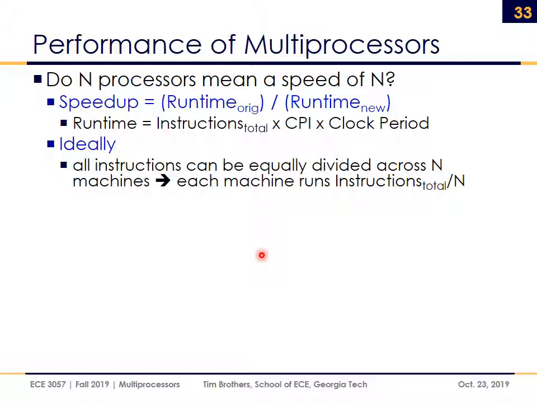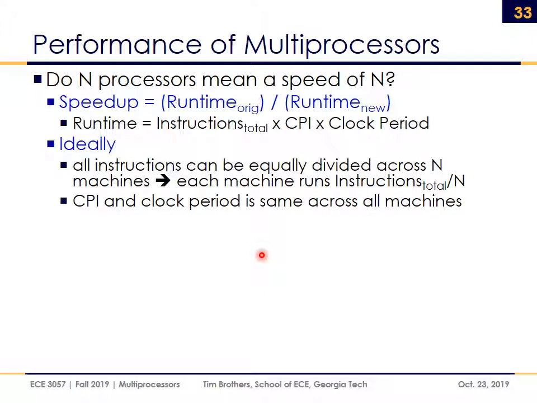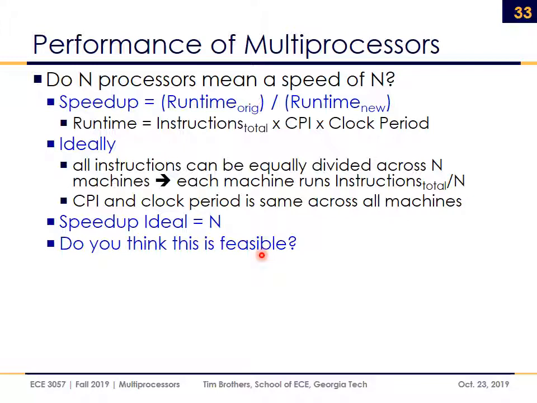We've already seen so many times that the instructions are interleaved with each other, meaning that they depend on the result of the previous instruction to get to the next instruction. There's data conflicts, there's all sorts of things that we need to take into consideration, so this is very hard to achieve. In this instance, though, in the ideal situation, we have CPI and clock period the same across all machines, so it's perfect. Everything is perfectly aligned. In the ideal situation, the ideal speed up is n. So obviously, do you think this is feasible? No.